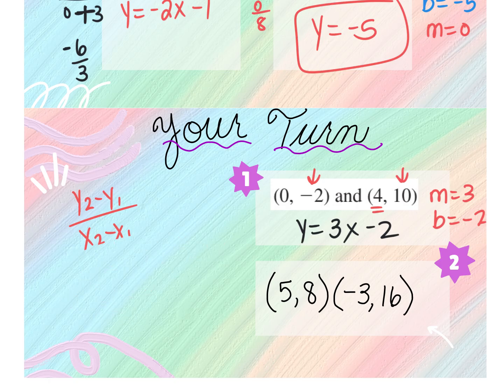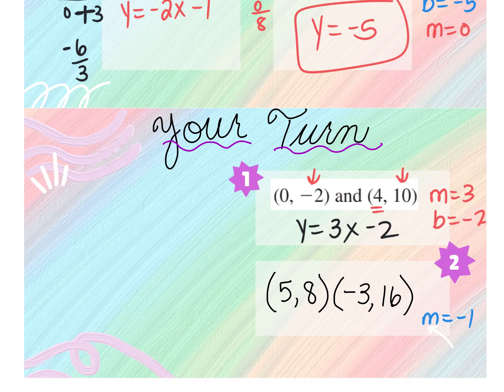All right. What is the y2 here? 16. Minus the y1, which is 8, over x2, which is -3, minus x1, which is 5, right? 16 minus 8 is? And -3 minus 5 is? -8. What is 8 divided by -8? So my slope is -1, correct? Yeah. Now, this is where, like I keep saying, it's going to get challenging. We now need to find the y-intercept. Neither of those are telling me the y-intercept.